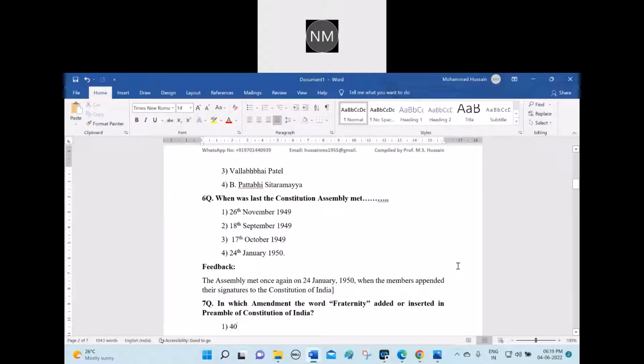1950. The assembly met once again on 24 January 1950, when the members appended their signatures to the Constitution of India. But in fact, the drafting committee met for the last time on 26 November 1949 only. But again, they met for the signatures on 24th January 1950. Here is a supplementary question: how many times did the drafting committee meet? How many sessions did the drafting committee meet?